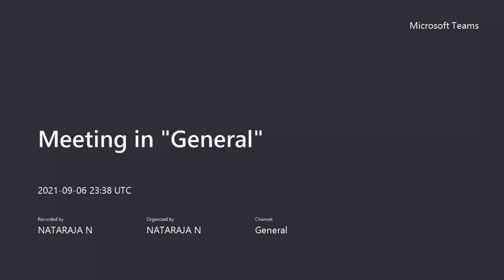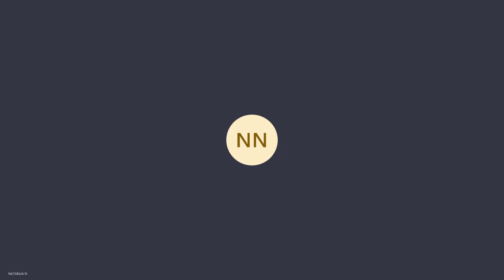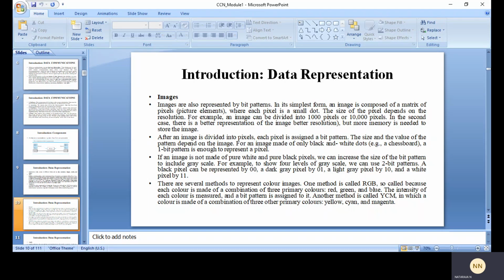Back. Next we'll continue with the images. Images are also represented by bit patterns. In its simplest form, an image is composed of a matrix of pixels, that is, picture elements. What is the definition of a pixel?